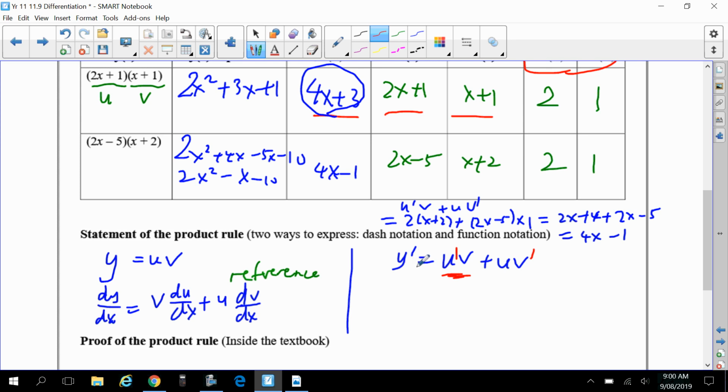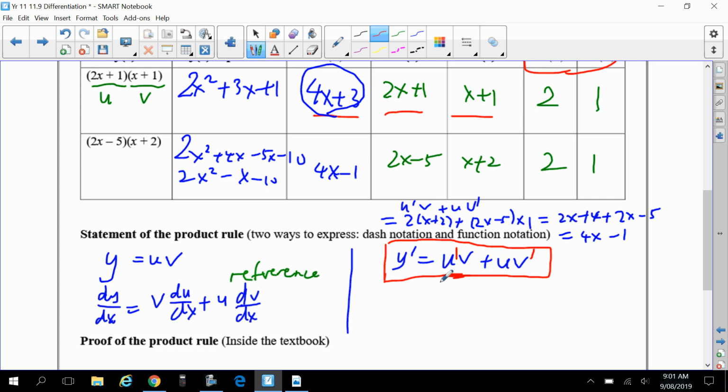So that's on the reference sheet. It's a bit hard to read using the dy over dx symbol, but this is easier. How do I remember? UV light. UV, right? So one on the U, one on the V. All right, product rule. Any question?